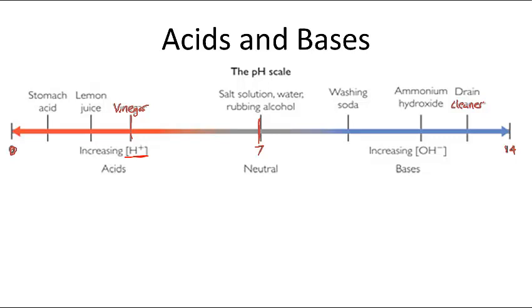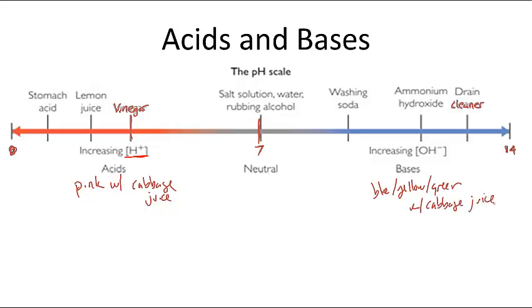So this was pink with cabbage juice, and this could be blue or yellow or green with cabbage juice. We also saw certain stuff bubbled with calcium carbonate. Those are the acids. So acids and bases have different properties.